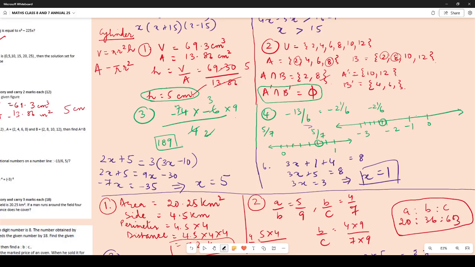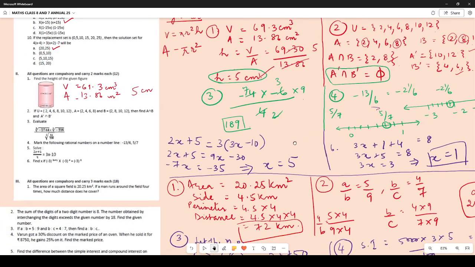Now A complement means what is not present in A but present in the universal set. So you see over here 10 and 12. A complement is 10 and 12. B complement is what is present in the universal set but not in B. So we find over here 4 and 6. So when you find A complement intersection B complement, there are no common elements. So this will be an empty set. This is a null set.